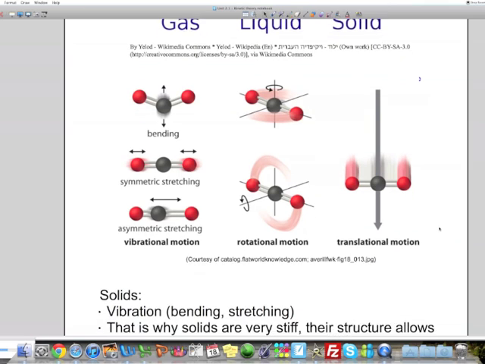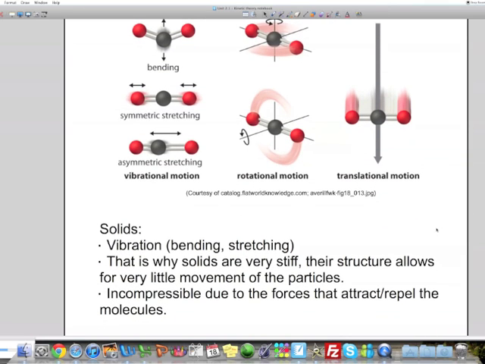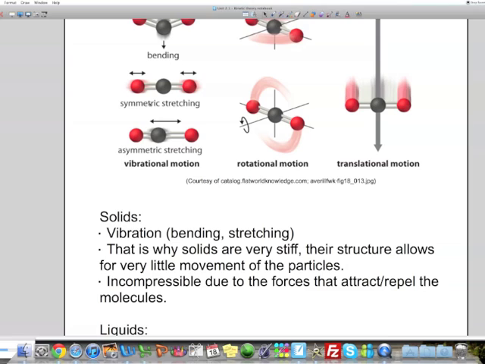So in solids, we have only vibration. So you'll have, again, the bending and the stretching. And that's why your solids are very stiff, right? There's a structure, the particles are arranged in a certain way, and they can't move much. They're really compact together, they're really close together. And because they're so close, they cannot be compressed, so they are incompressible.